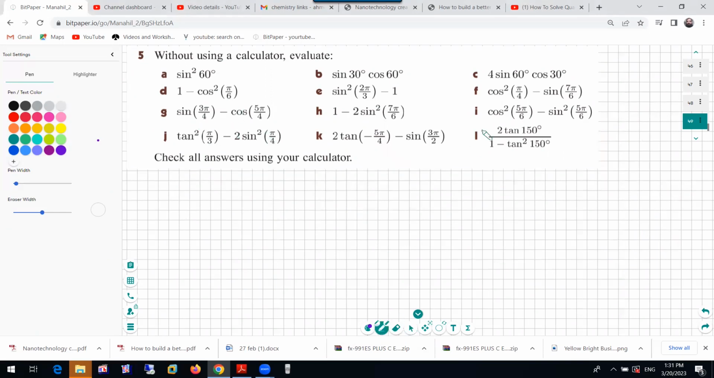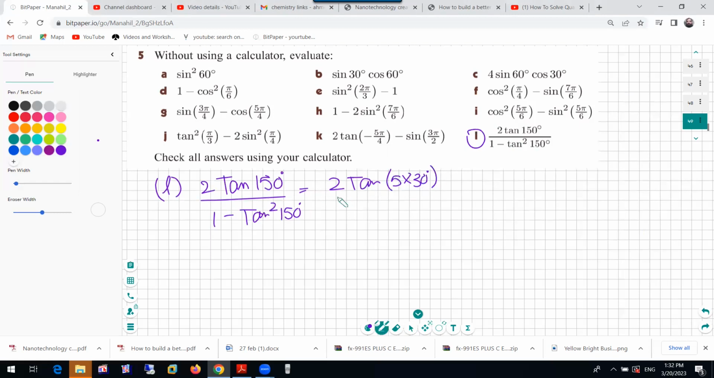Okay, in part L, I have 2 times tan 150 degrees over 1 minus tan square 150 degrees. Got it? 150 is actually a multiple of 30 degrees. Or we can write it as 5 times 30. Clear?